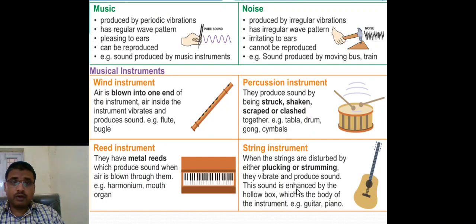Now, here again, there are many things I have written. If you want to understand what music is, then you can go through all these things. Now the next topic is very important and crucial. It is related to musical instruments and how musical instruments are related to sound. We are going to talk about all these things now.